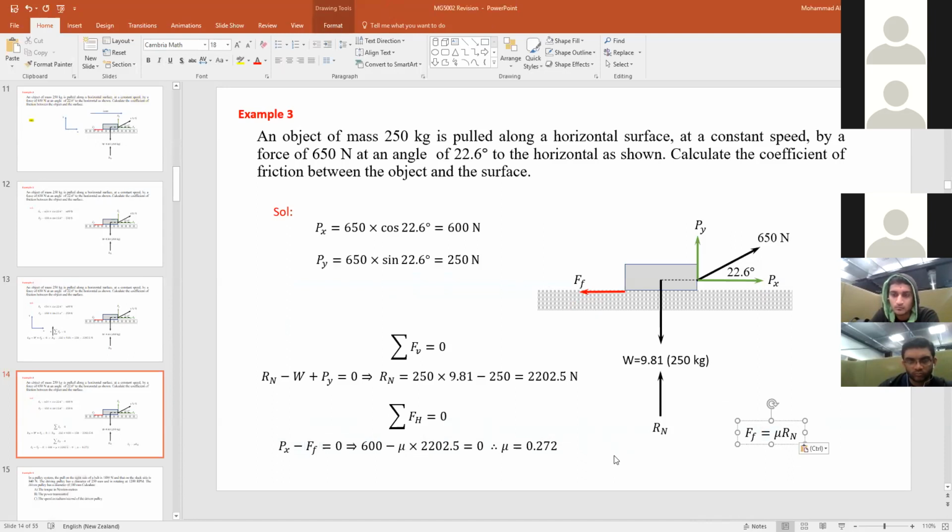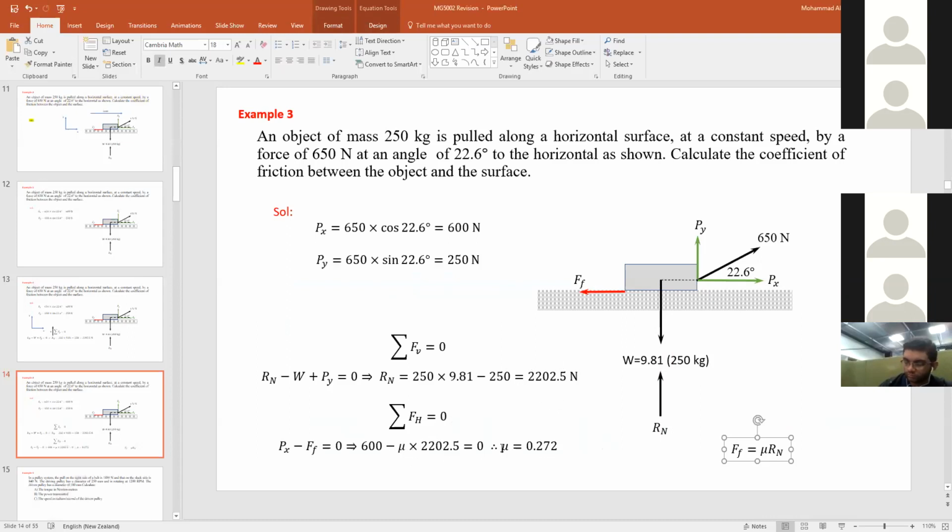So instead of that, I could easily substitute the values. Px minus friction force is equal to 0 because these are the only two components in the horizontal direction, Px and Ff. Therefore, instead of writing it as mu Rn, I could put the value of Rn times the mu, and rearranging the equation, you will get mu equals 0.272.